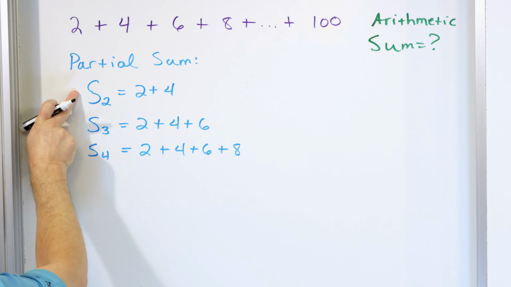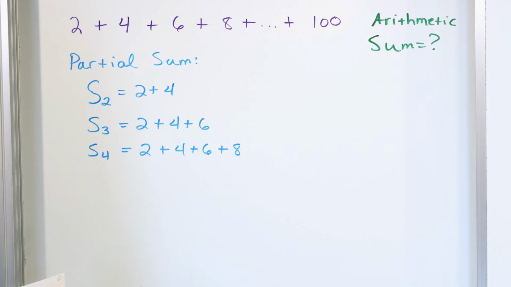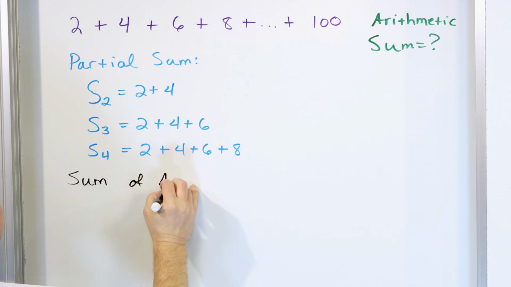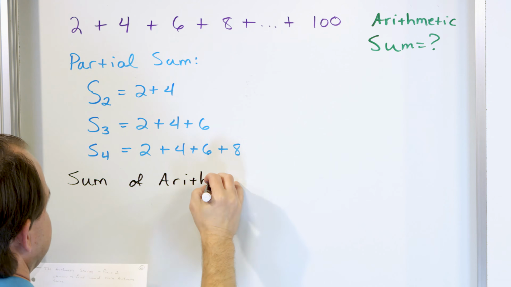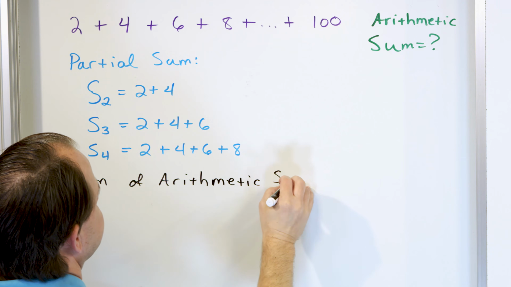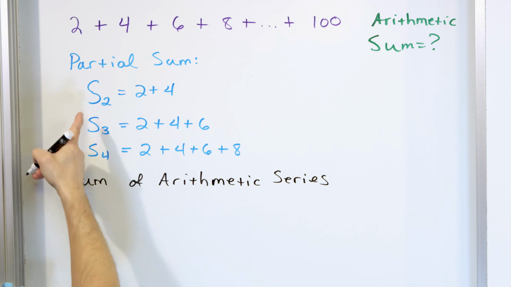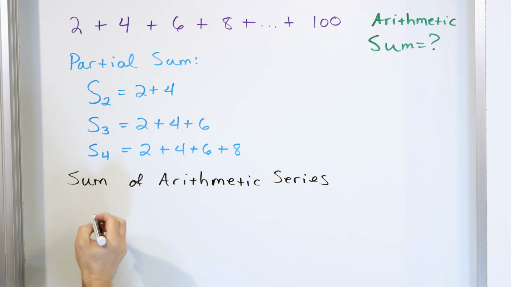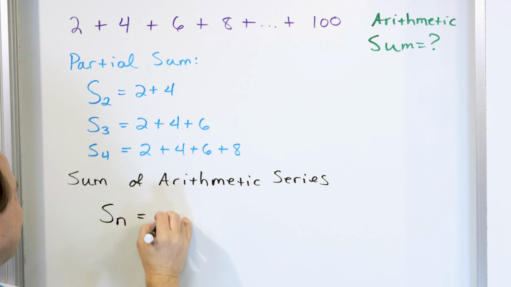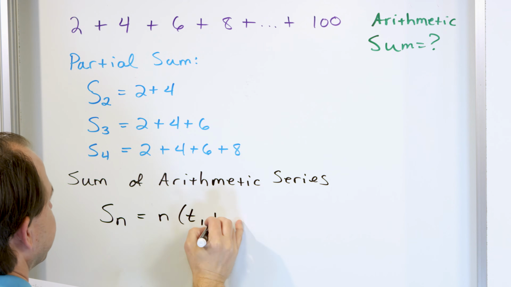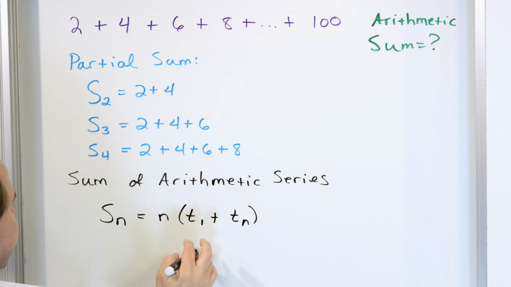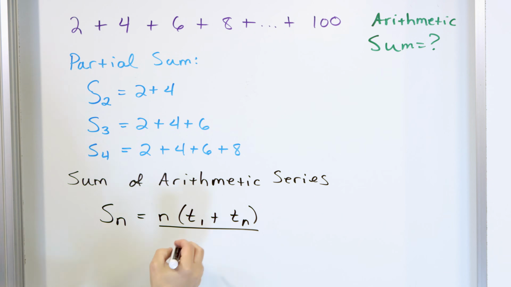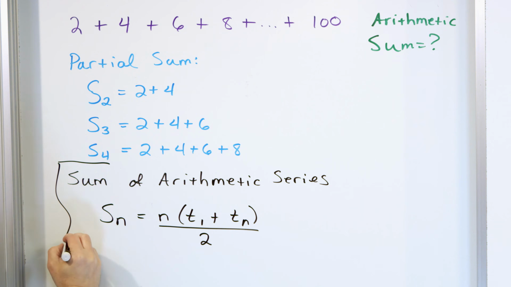So these are the partial sums: first 2 terms, then the first 3 terms, then the first 4 terms, and then we have what we call, in general, the sum of any arithmetic series, not just this one. And that sum is the following. Instead of the first 2, 3, or 4 terms, it'll be the first n terms. However many terms I want to add together is equal to n multiplied by the first term plus the last term that I care to have in my addition, divided by 2. This is what you will see in any textbook in algebra, pre-calculus, calculus, things like this.